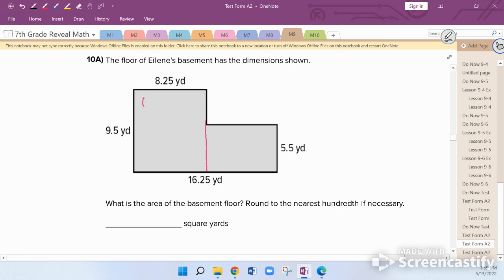Sometimes I like to just draw it right in here. This is a rectangle, right? This rectangle, we find the area of that. And here's another rectangle, and I'm going to find the area of that. Now, I need my length and my width.